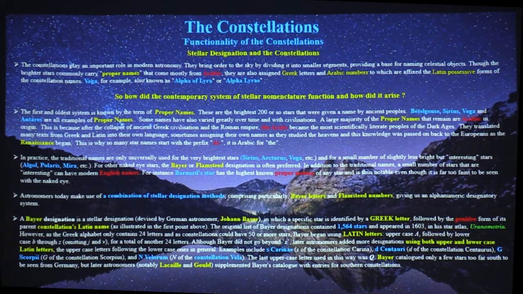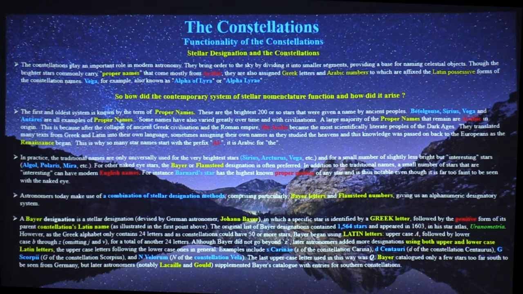So the first and oldest system were proper names, of course, from the Arabic times and the Greeks, the older Bayer and all those. But they're all the typical names. They're the 200 brightest: Betelgeuse, Sirius, Vega, and Antares are all examples of proper names. The Arabic name for that is really complex, I discovered. And then, of course, you had the Arabic names as well.